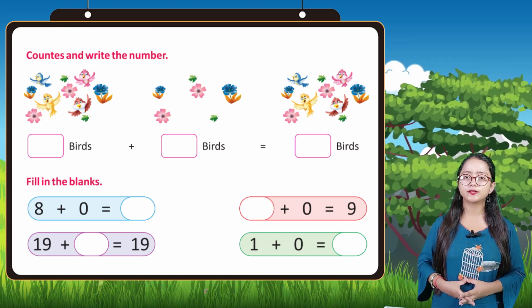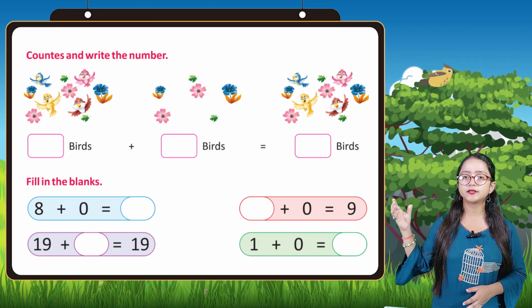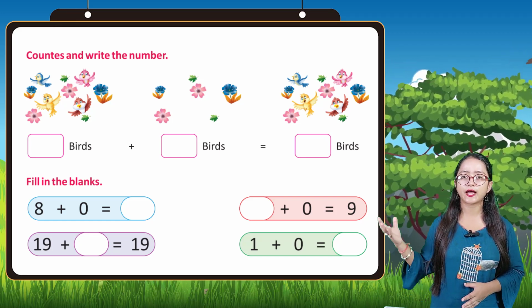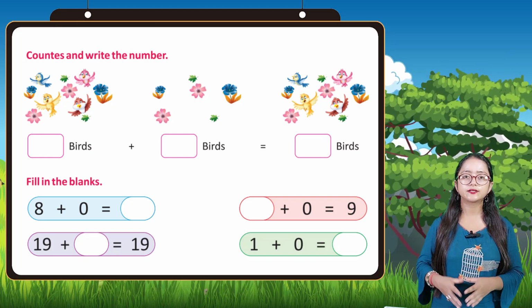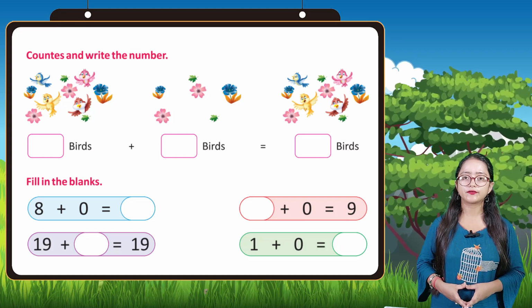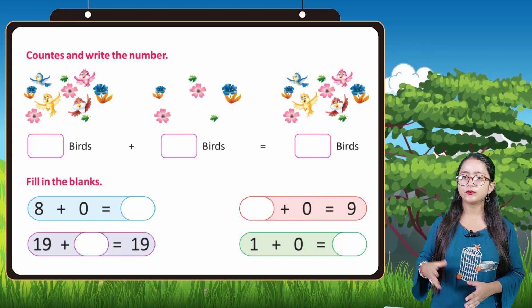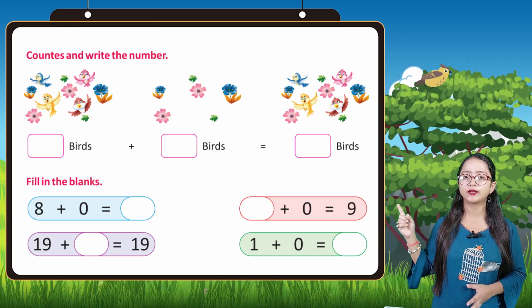8 plus 0 is equal to 8. So write down 8. Next, dash plus 0 equals 9. That is 9. So write down 9. Next, 19 plus dash equals 19. So that means here you have to write down 0. So write down 0. Next one, 1 plus 0 equals 1. So write down 1.